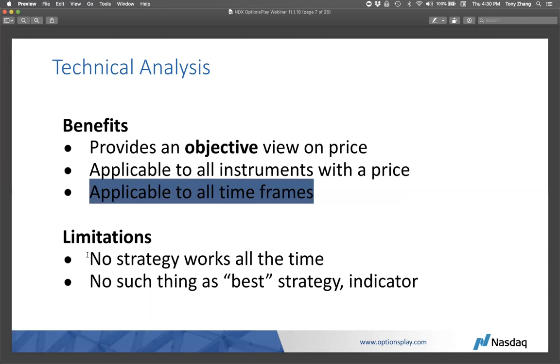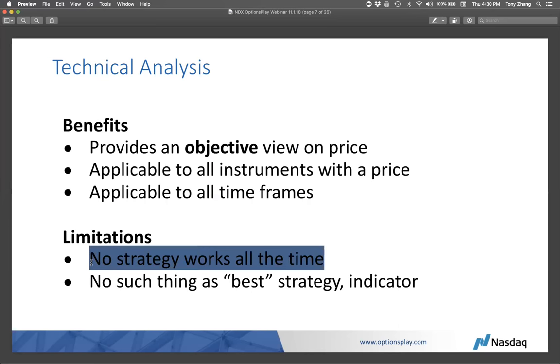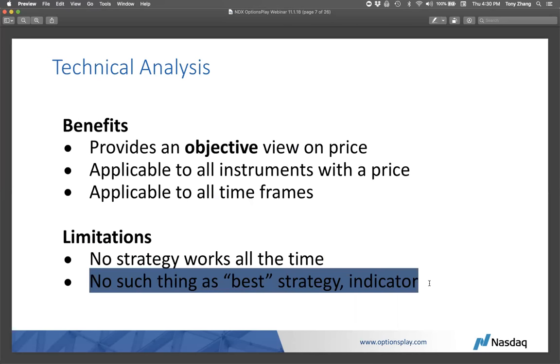Now, there are some limitations to this, and it's really important to understand the limitations in order to be a successful trader using technical analysis. Number one, you have to understand that no form of analysis with technical analysis will work all the time. This is really why it's so important to understand when it works and when it doesn't work. And there's no such thing as a best strategy or indicator.